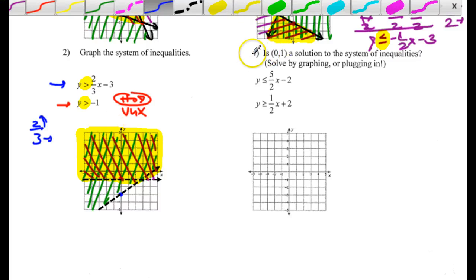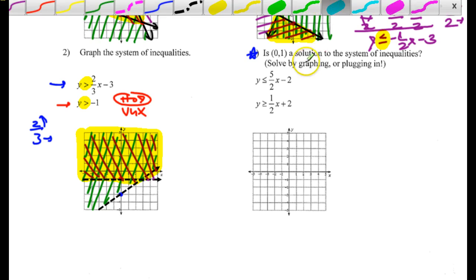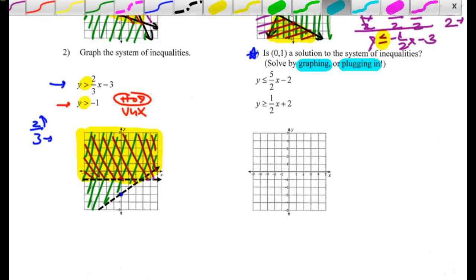Alright, so this question is asking, is 0, 1, is this point a solution to the system of inequalities? So what it's asking is this point a solution to this? So we'll talk about 2 ways to do this. We can solve this by graphing or plugging in. Okay, I want you to get comfortable with both ways. On the quiz or test or SOL, you can do whichever way you want. Okay? But let's start with the plugging in first.